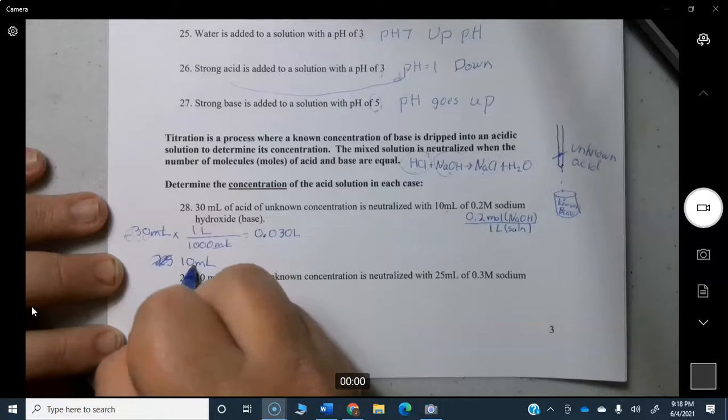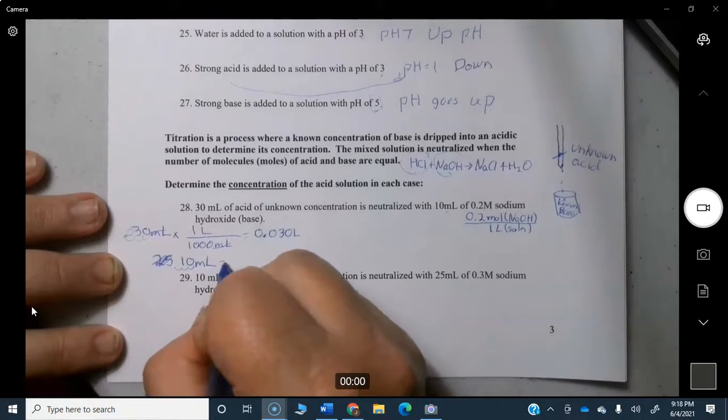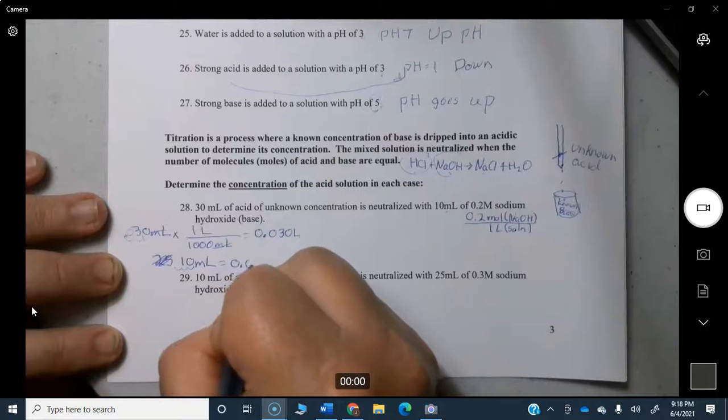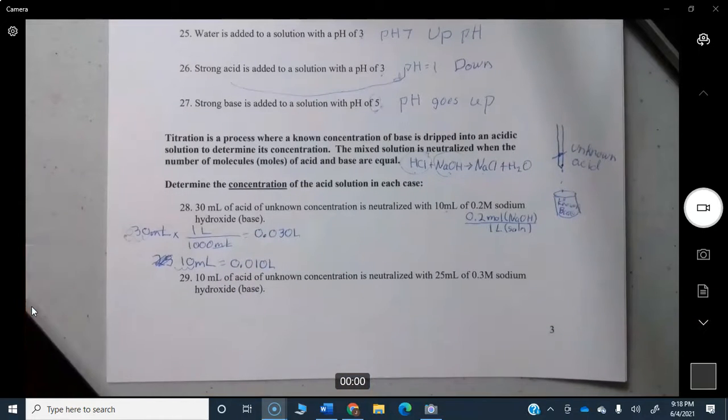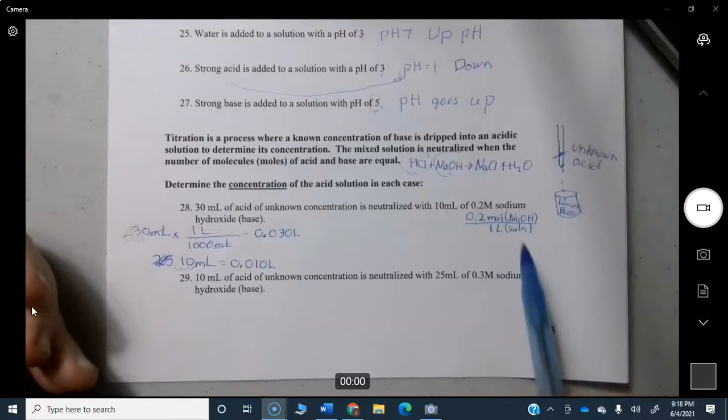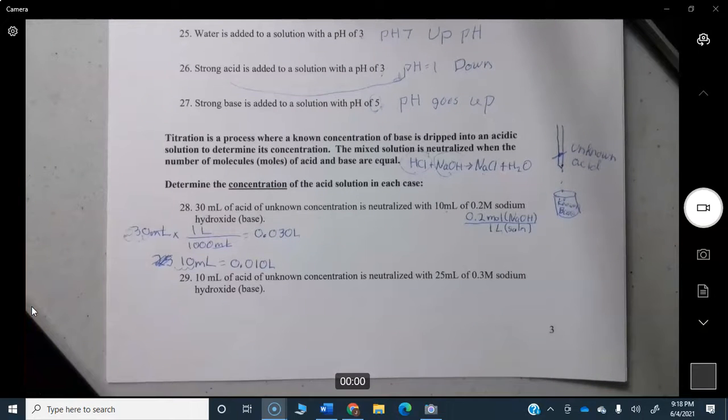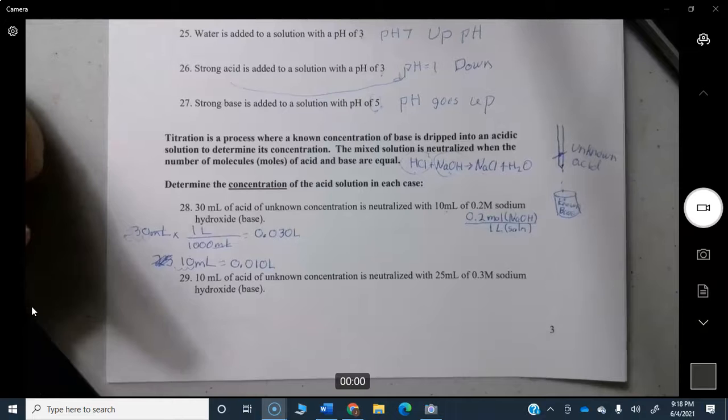You just move the decimal over 1, 2, 3, and it's going to equal 0.010 liters. So now you have both of the volumes converted to liters, which you need because molarity is in liters. Okay, so what we need to do, remember, we're not interested in molarity, we're interested in moles, we're interested in number of molecules. 1 NaOH for every 1 acid, okay?